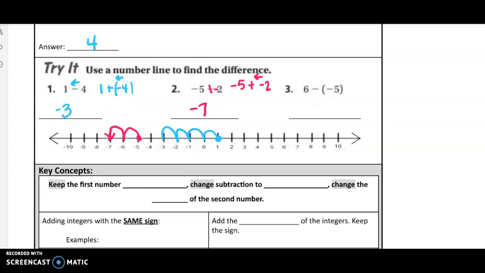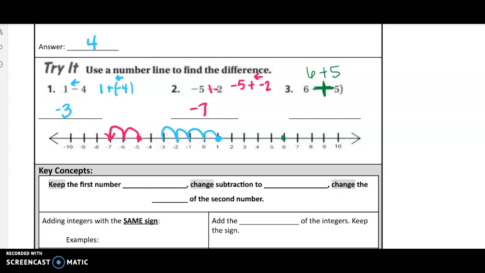And then last but not least, we have 6 minus negative 5. And so 6, add the opposite. The opposite of negative 5 is just positive 5. So this turns into a giant plus when we have minus and negative.